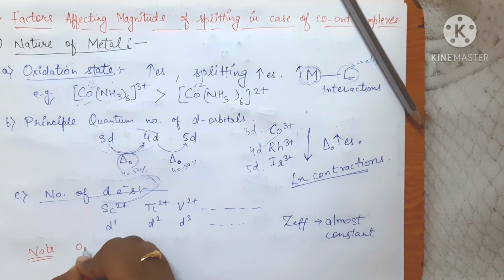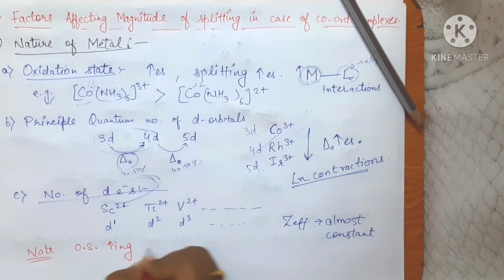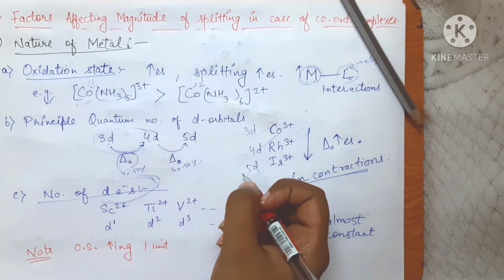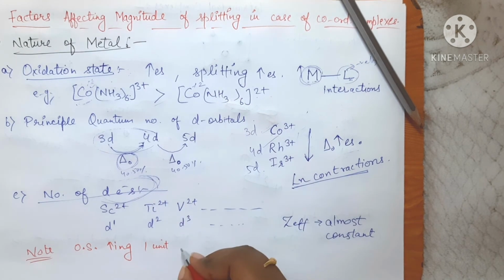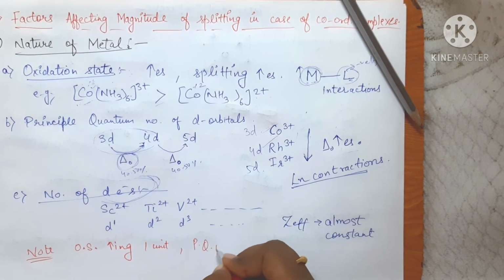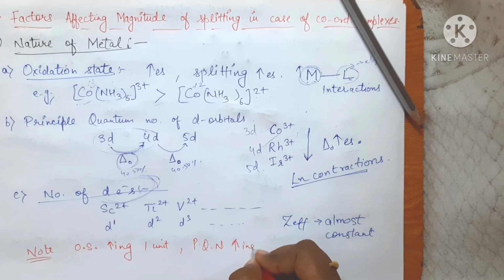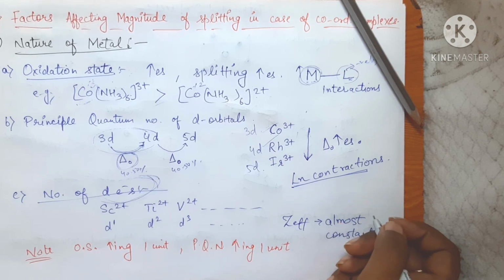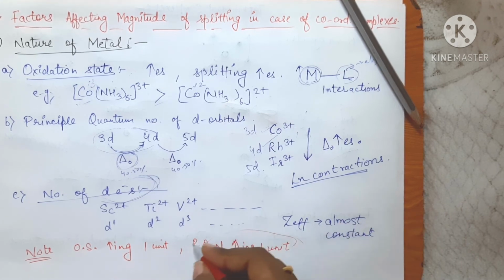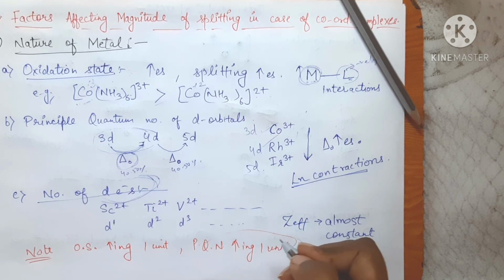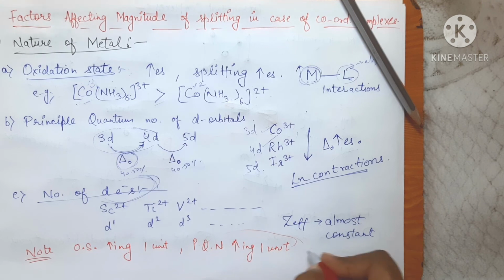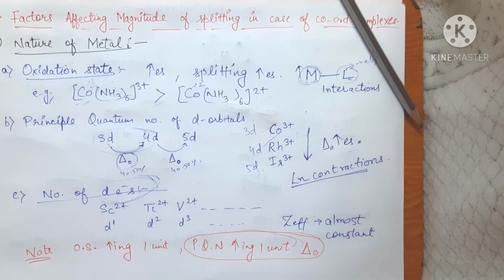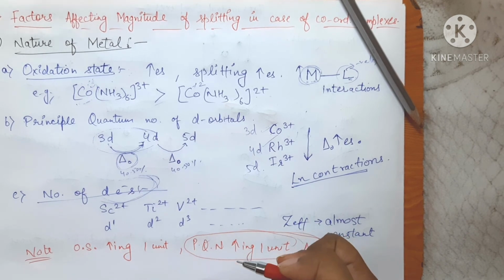See, if oxidation state is increasing by 1 unit, just like this case, +2 and +3, and also the principal quantum number is increasing by 1 unit, then the one having higher principal quantum number value will be having more Δo. In this case, the compound having more value of principal quantum number will be having more splitting.